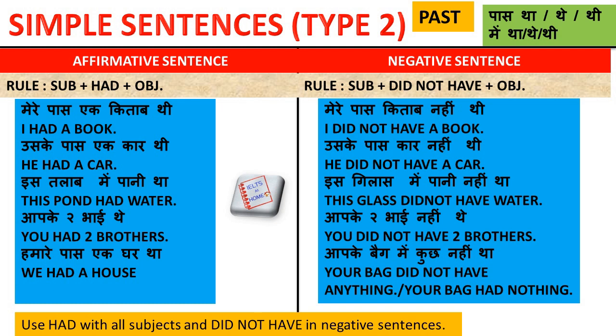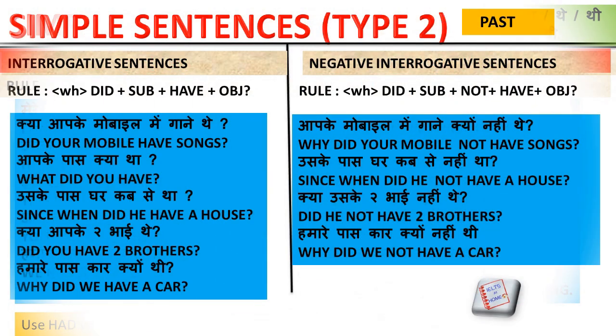So here also there is no confusion about do or does, because here we use did with all subjects. Now move to other types. Now you can see on your screen the past simple sentences type 2 interrogative or negative interrogative. For interrogative, you need to put did at the start of the sentence and then use subject, then have, then object and question mark. And you can also make it a WH question.